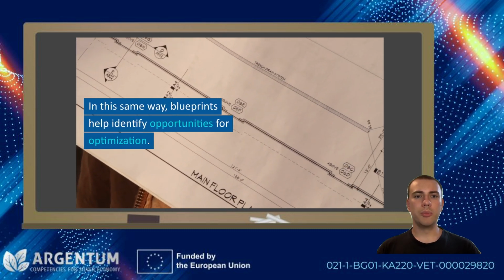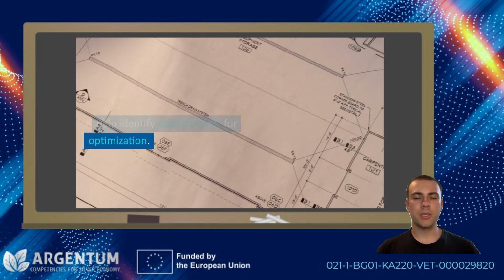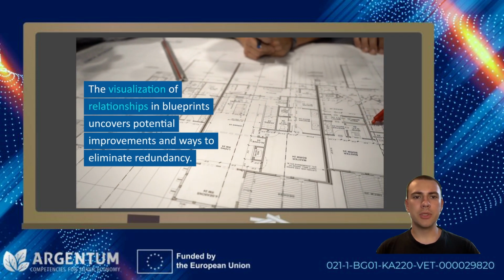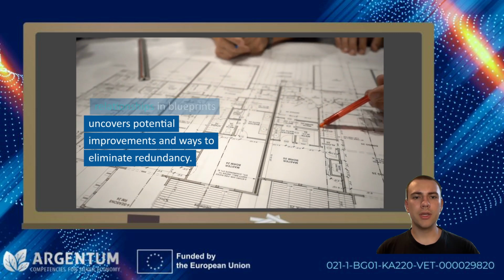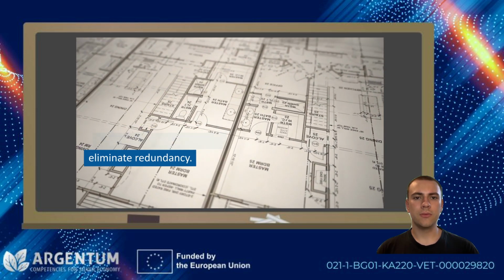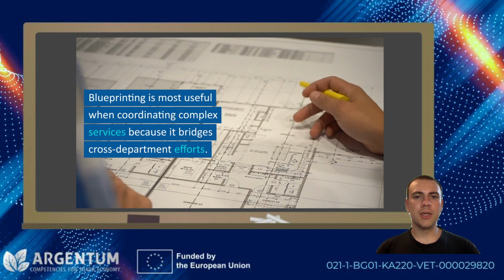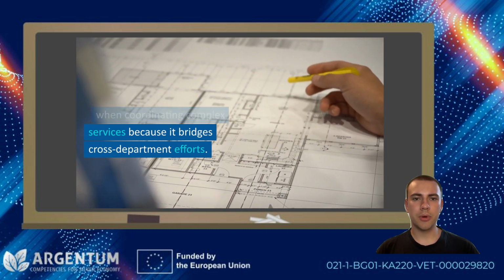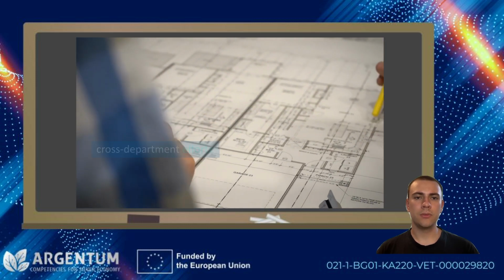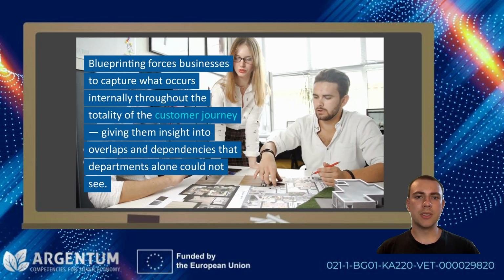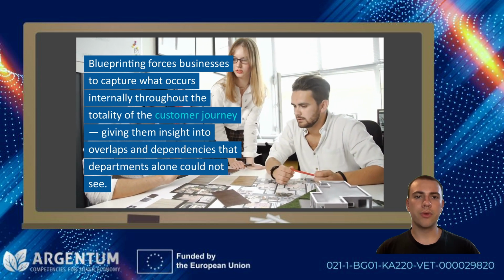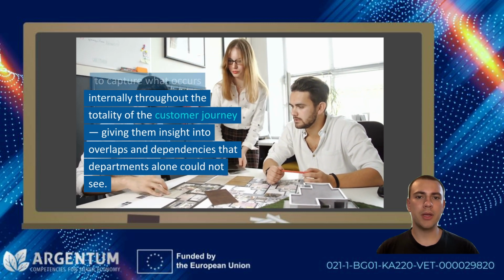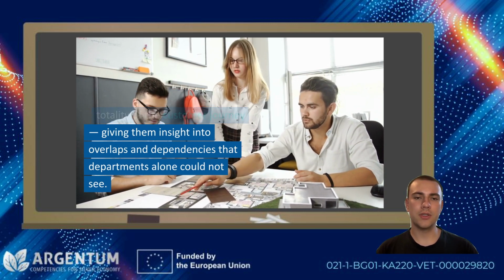In the same way, blueprints help identify opportunities for optimization. The visualization of relationships in blueprints uncovers potential improvements and ways to eliminate redundancy. Blueprinting is most useful when coordinating complex services because it bridges cross-department efforts. Blueprinting forces businesses to capture what occurs internally throughout the totality of the customer journey, giving them insight into overlaps and dependencies that departments alone could not see.